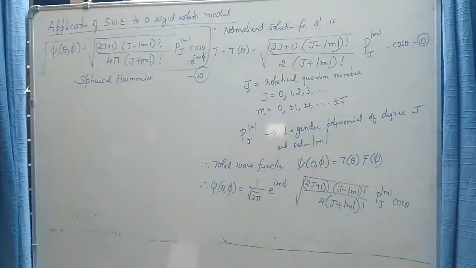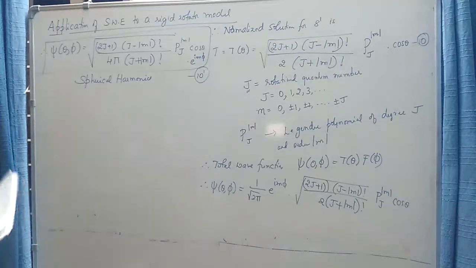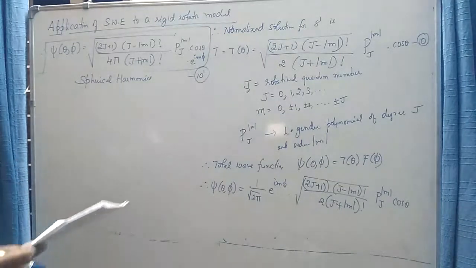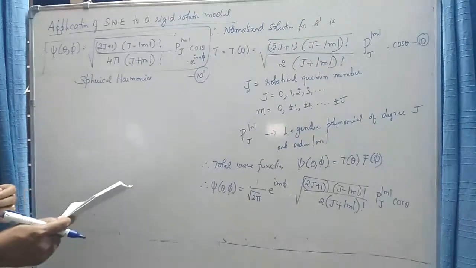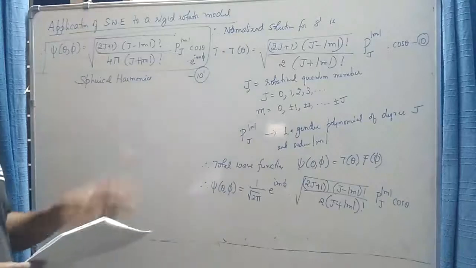So this is called spherical harmonics because this wave function depends only on the angular variables theta and phi. It does not depend on the distance. Such type of functions are called spherical harmonics. We will discuss spherical harmonics when we discuss the Schrodinger wave equation for the hydrogen atom. Now let us find out what is the rotational energy of a rigid rotator.